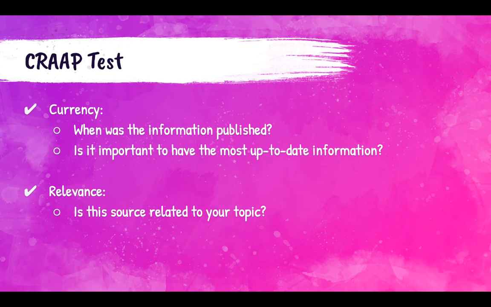So, CRAP test, currency. When was the information published? You don't have to include every answer to every CRAP test question, but if you could summarize the answers to the CRAP test, that would be sufficient. So again, when was the information published? Is it important to have the most up-to-date information? It really depends on your topic.